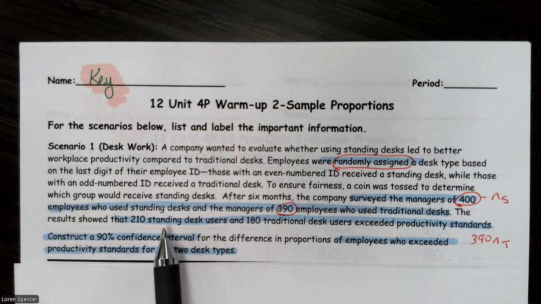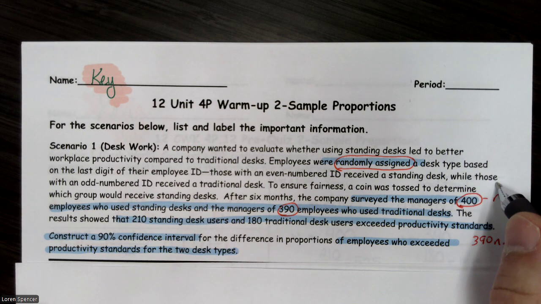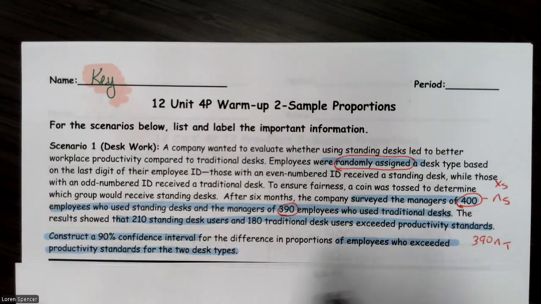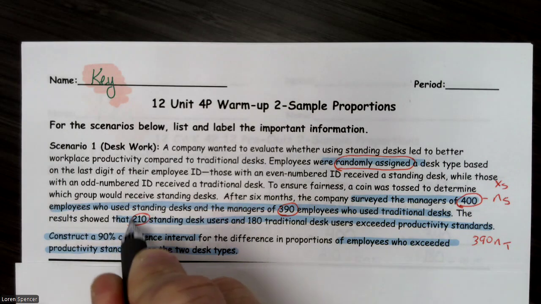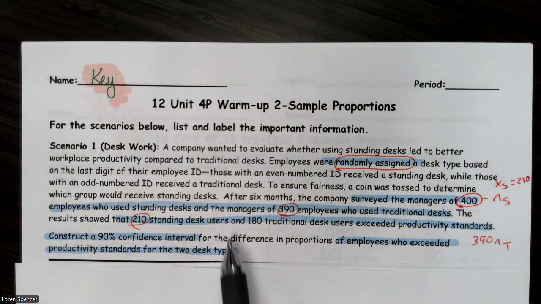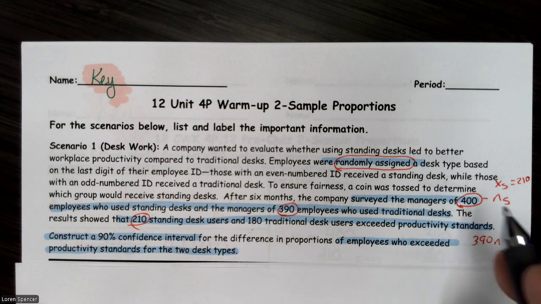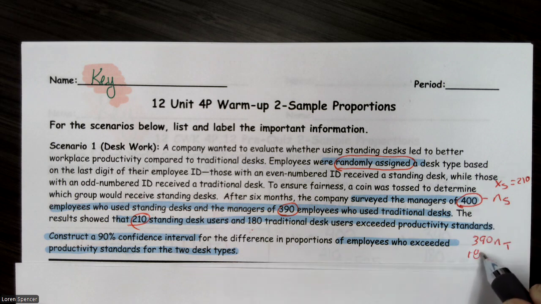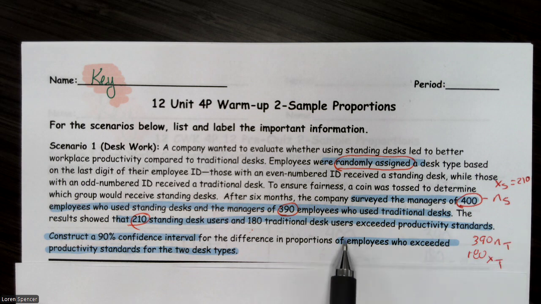The results showed that 210 standing desk users, so this is X for standing, is 210, and 180 of the traditional, so 180, XT for traditional, exceeded productivity standards. All right.